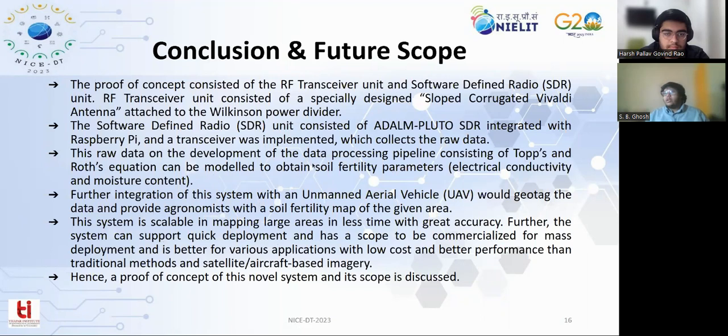Further integration of the system with an unmanned aerial vehicle would help enable agronomists by helping them create a geotag map of the world's soil fertility patterns. The system is scalable in mapping large areas in less time with great accuracy. Further, the system can support quick deployment and has scope to be commercialized for mass deployment, and is better for various applications with low cost and better performance than traditional methods and satellite or aircraft-based imagery. The proof of concept of this novel system and its scope is discussed.